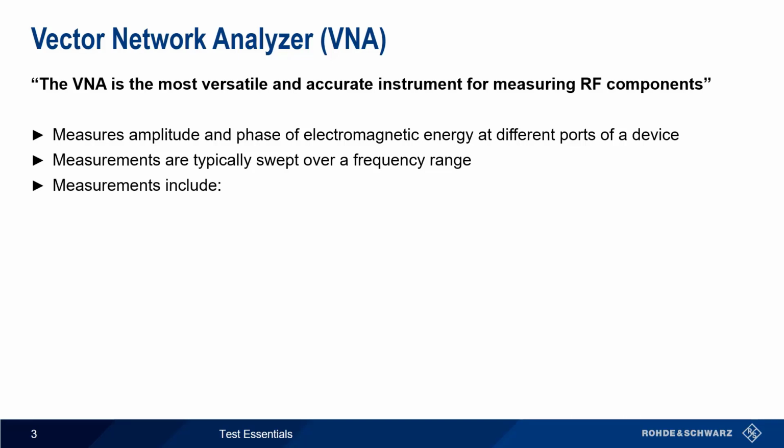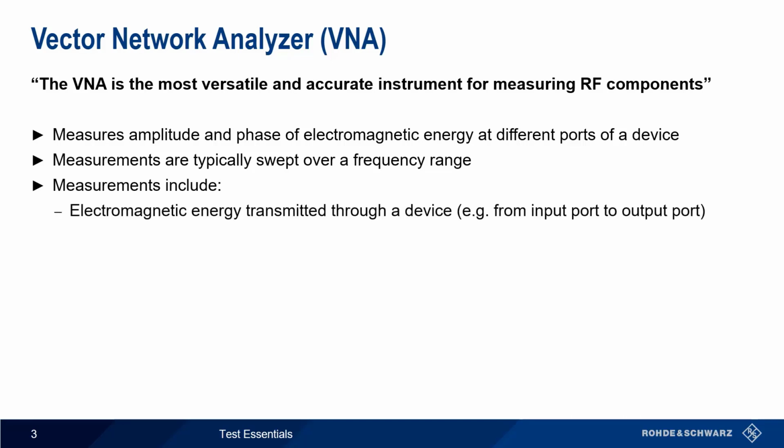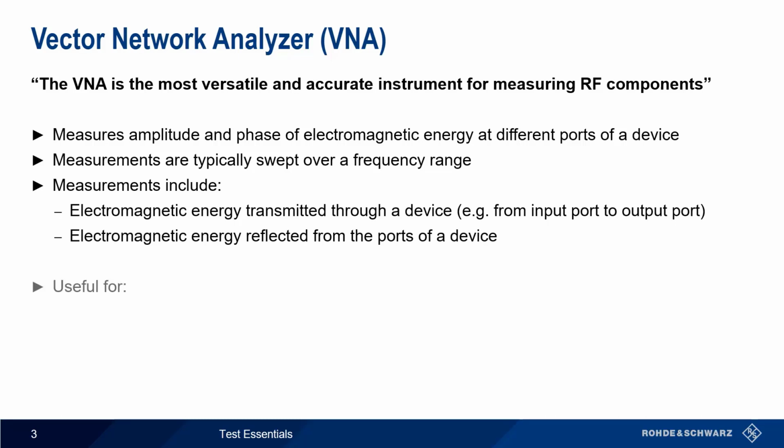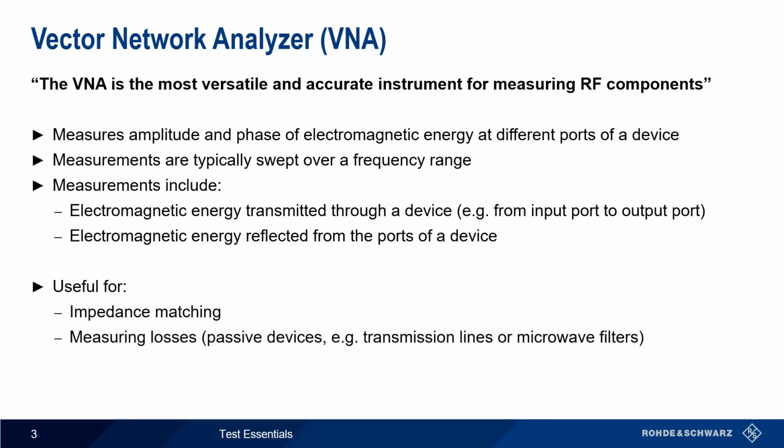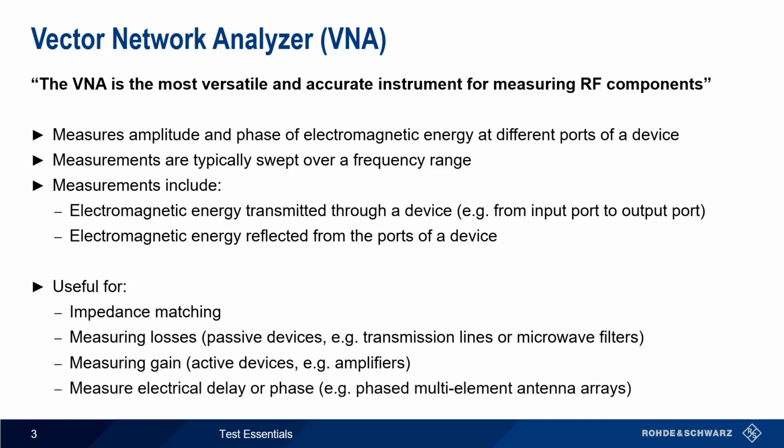Primary measurements include RF energy transmitted through a device and RF energy reflected from the ports of a device. These types of measurements are useful for impedance matching, loss measurements, which are particularly important for passive devices like transmission lines and microwave filters, gain measurements, which are important for active devices like amplifiers, and measurements of electrical delay or phase, which are very important for phased array antennas.